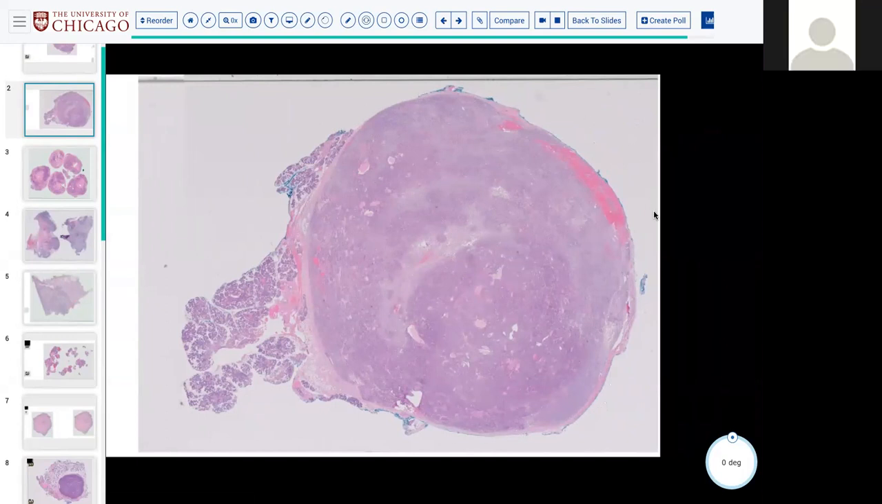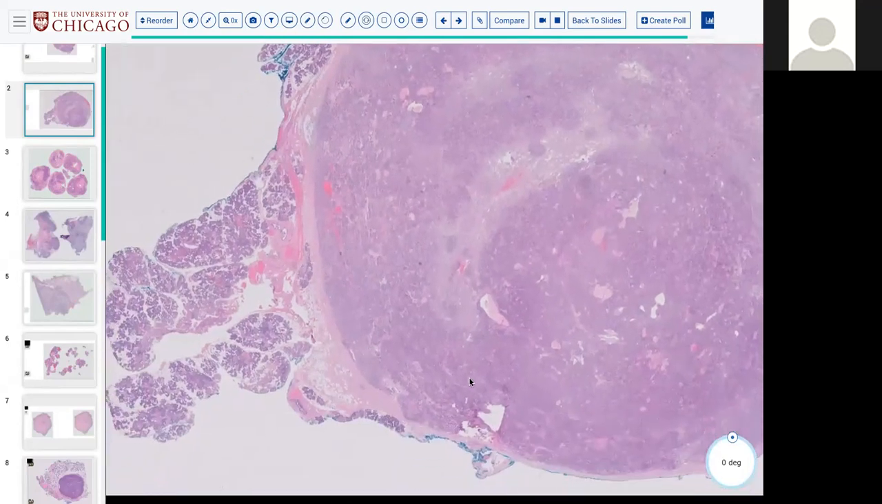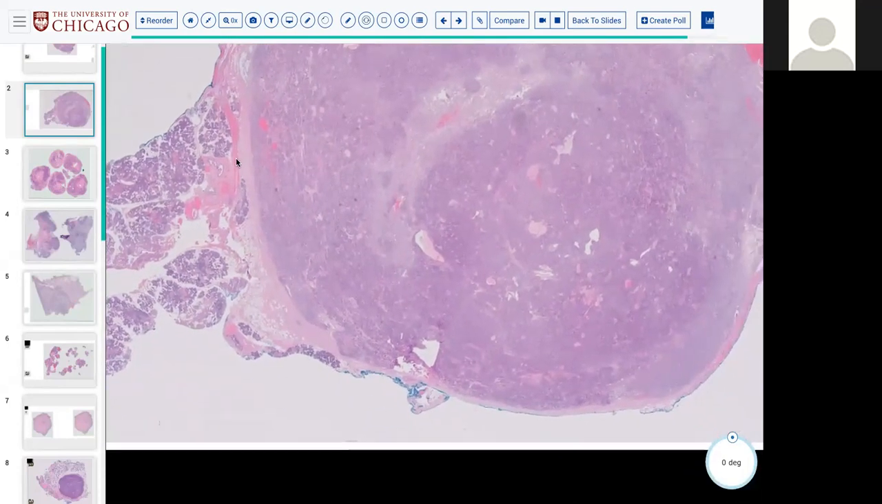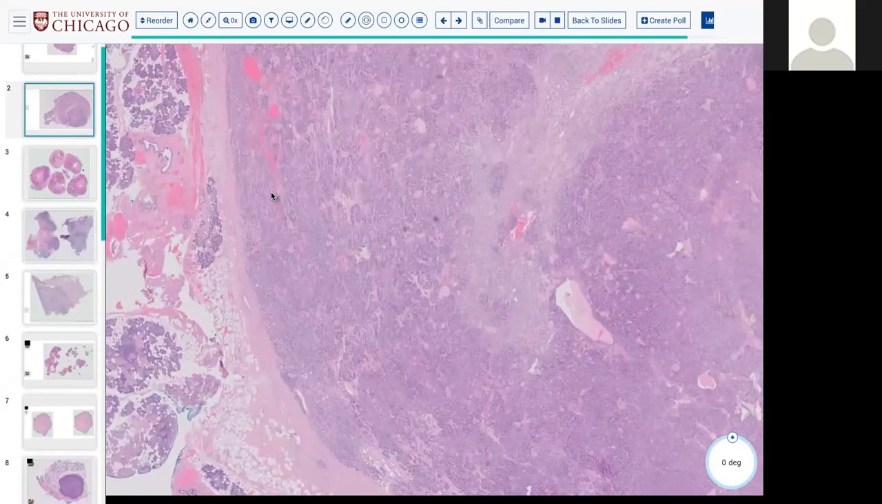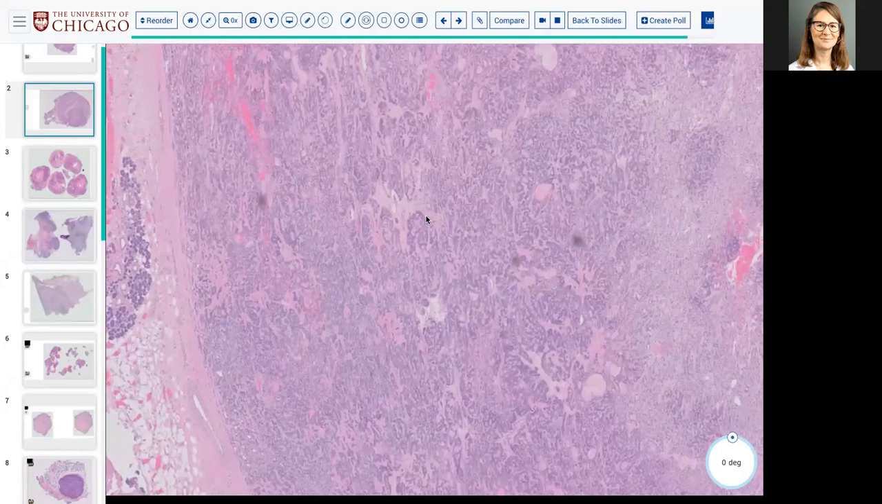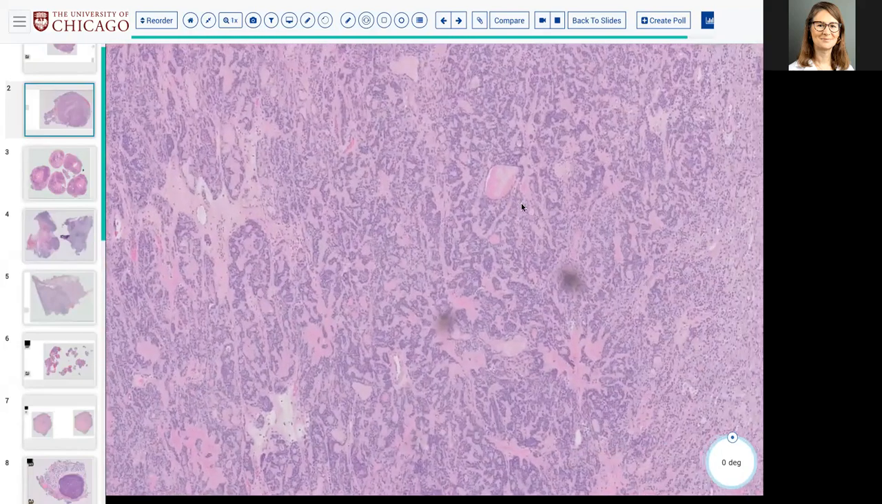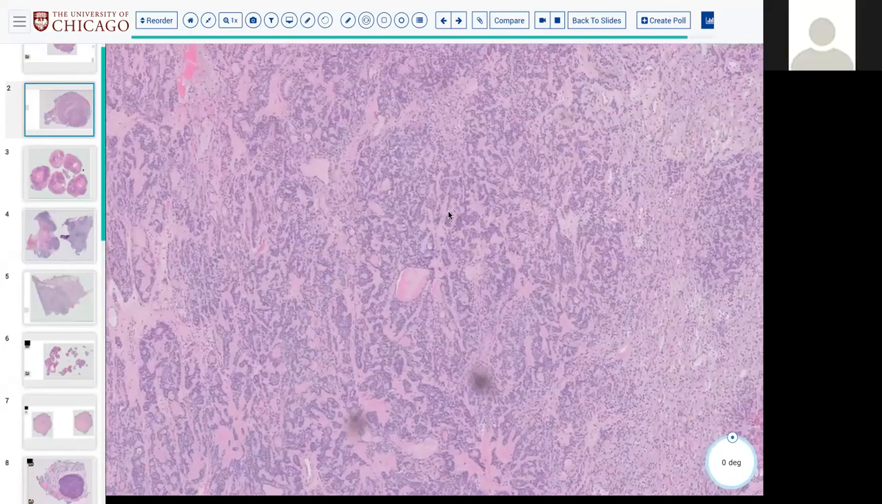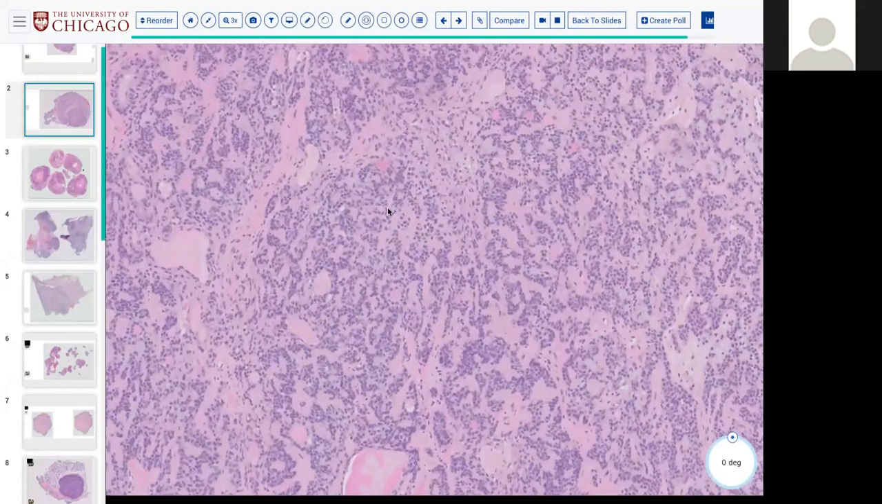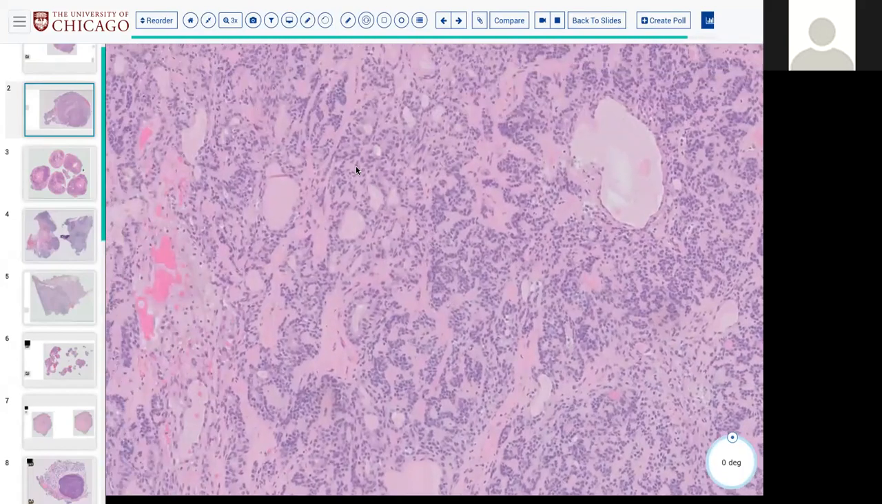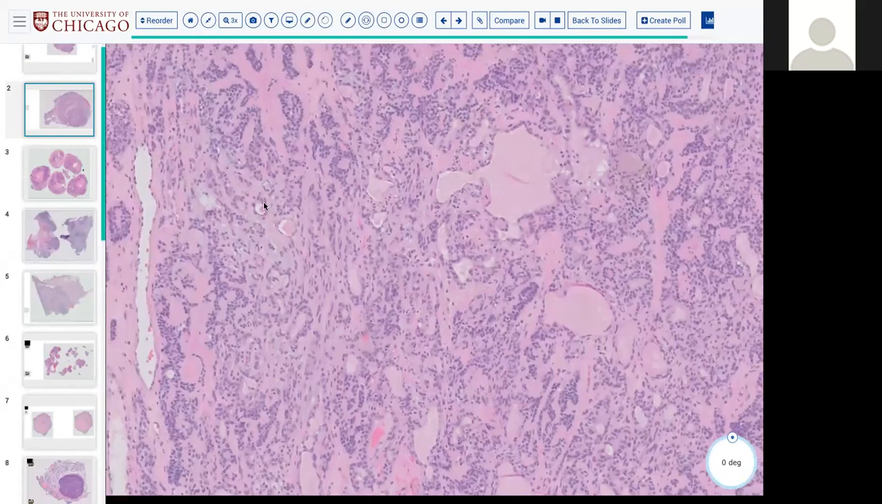I'll go ahead. Thank you. It's well circumscribed, so that's kind of a tip off that maybe this is not something that's carcinoma. And it's very blue on low power. So maybe we're not thinking of, say, a Warthin's tumor, because that would be more oncocytic.